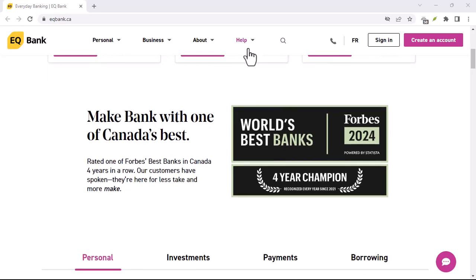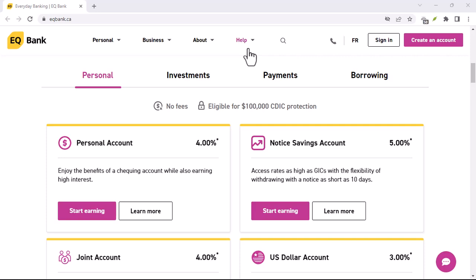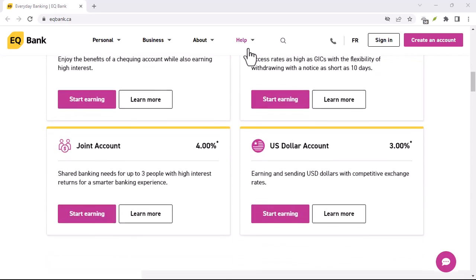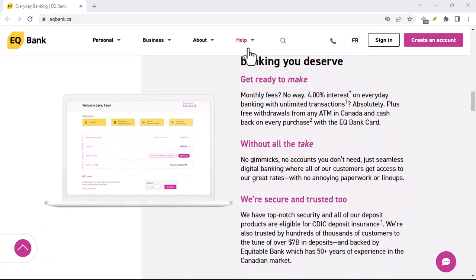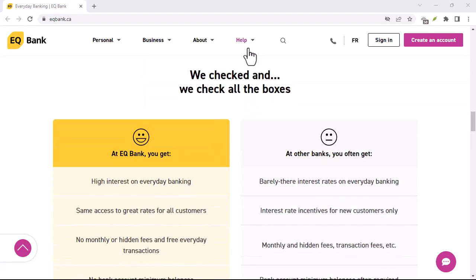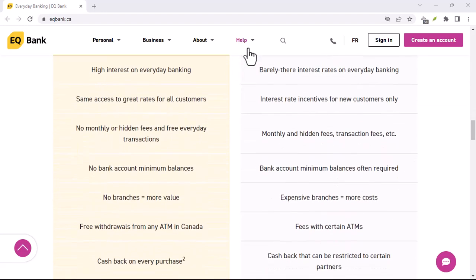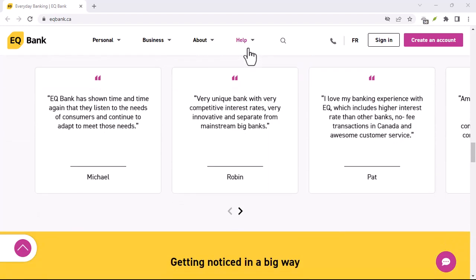Additional information. Here are some additional things to keep in mind about how Equitable Bank calculates interest. Interest is calculated daily on your account balance. Interest is paid monthly. The minimum balance required to earn interest is $1. There is no maximum balance limit. You can withdraw your money at any time without penalty.